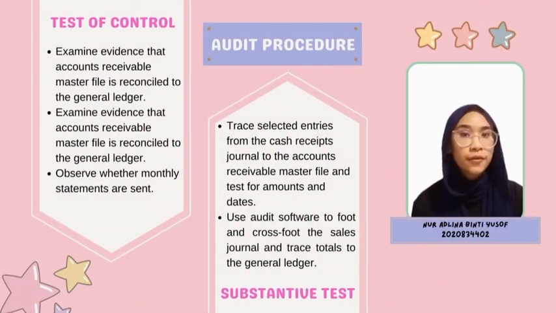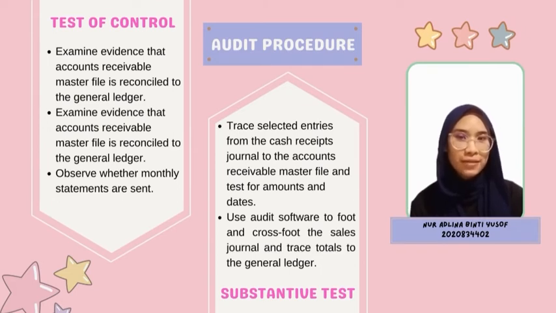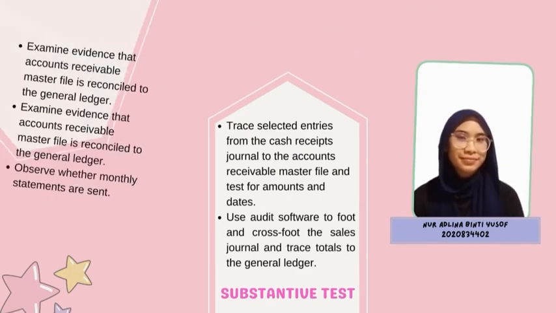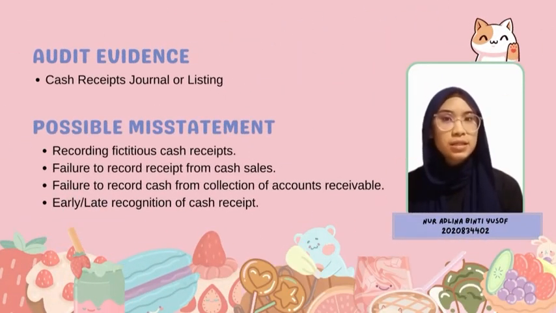There are two audit procedures. The first one is the test of control. Examine evidence that the accounts receivable master file is reconciled to the general ledger. Observe whether monthly statements are sent. The second one is the substantive test. Trace selected entries from the cash receipts journal to the accounts receivable master file and test for amounts and dates. Use audit software to foot and cross-foot the sales journal and trace totals to the general ledger. The audit evidence is the cash receipts journal or listing.